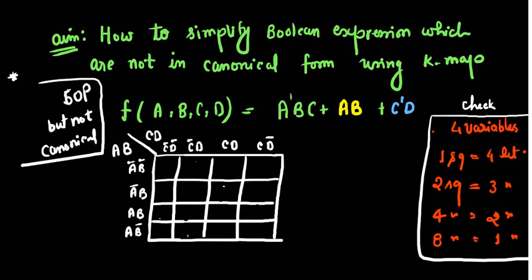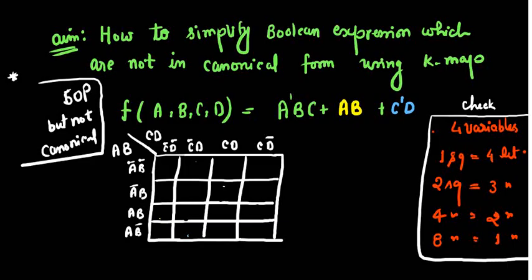Aim of this lecture is to understand the steps in order to solve such questions where it is asked how to simplify Boolean expressions which are not in canonical form using KMAP.